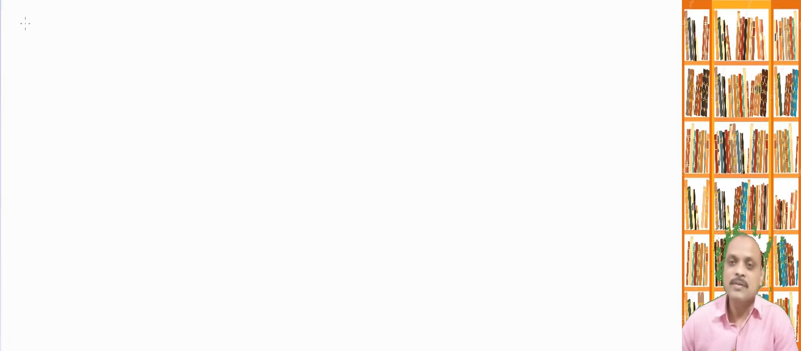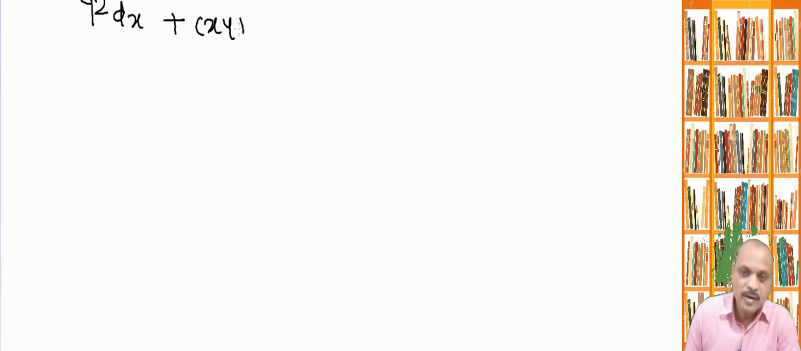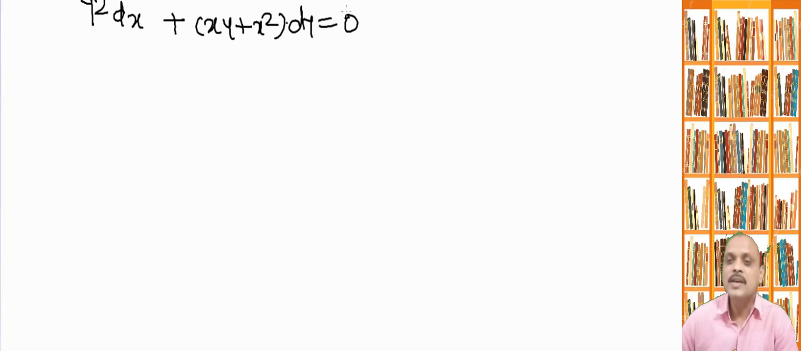So let me see one more example. y square into dx plus (xy plus x square) into dy equal to 0. Okay friends, here again in this problem you can see that we do not have a direct term dy by dx, but easily we can obtain that term.